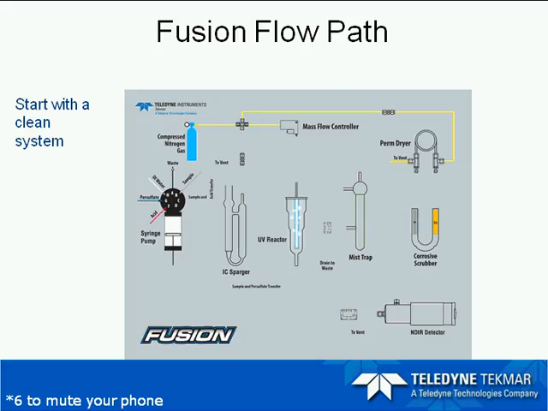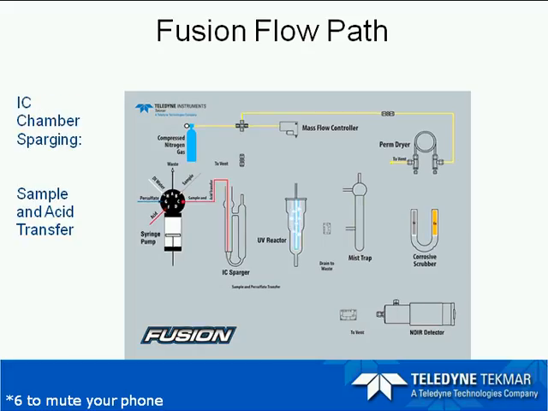And if you have ever seen the fusion and the torch, which I showed at the beginning of the slides, you'll notice that the auto sampler is integrated. So the sample is drawn from the vial on top of the auto sampler through our 7-port valve and into the IC sparger. Once it's in the IC sparger, we add enough acid to drop the pH to 2 or less.